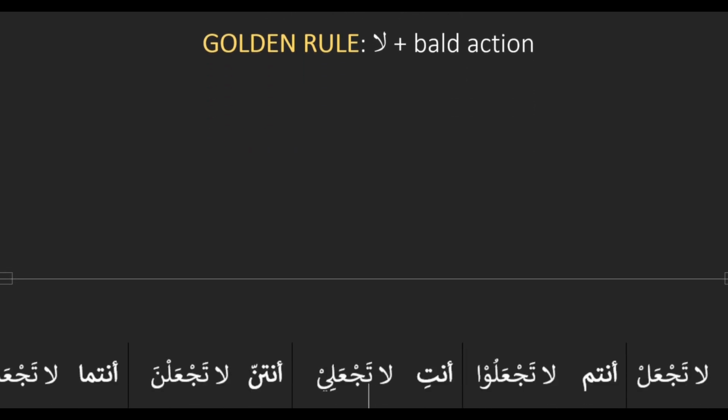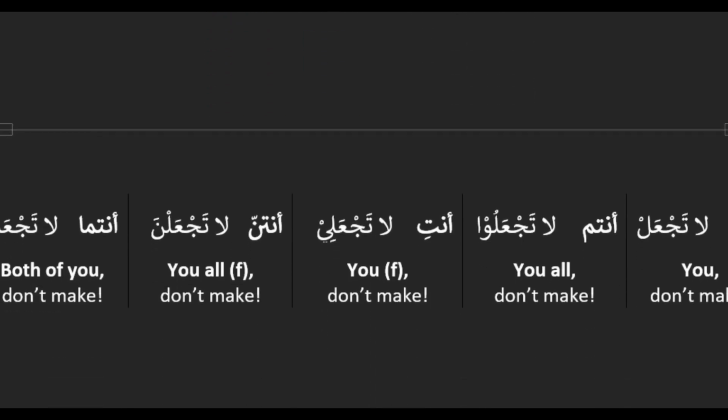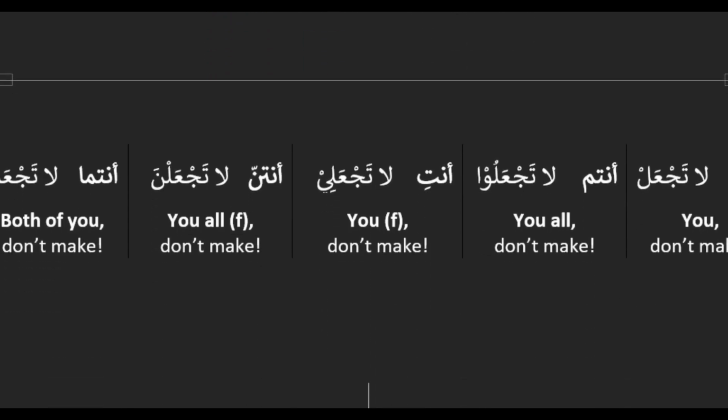It's really simple. So it's la. It starts with a la followed by a bald action. So if you see la followed by a bald action, you have a forbidding. Okay. That's it. Right, so here are your forbidding actions. See, here we have a la, right? Followed by bald action. La tajal.